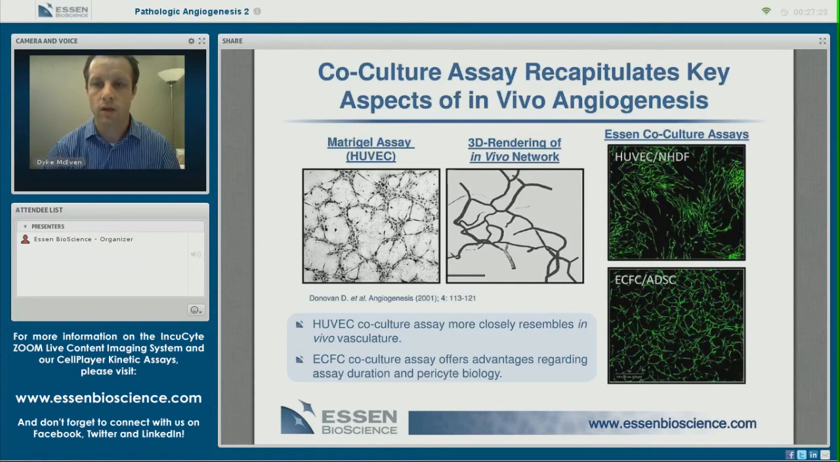Our initial assay was a prime kit, a combination of HUVEC and fibroblasts, and we've since developed the STEM kit, a combination of endothelial cells and ADSCs, where these networks form over time and closely resemble the in vivo network, which you can see a rendering of in the middle image. And you can see how closely our networks resemble that rendering.